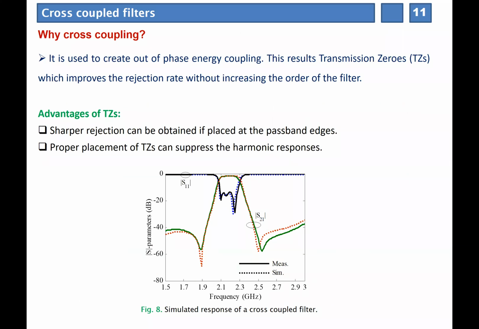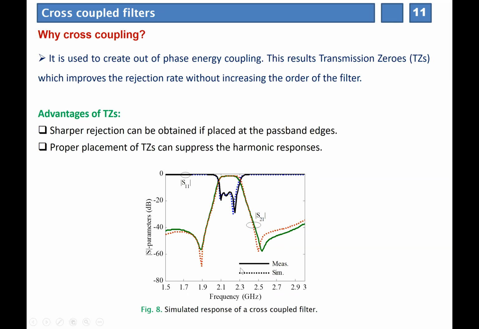So next one is cross-coupled filters. What is cross-coupling? Cross-coupling means there is one direct coupling path and there is one bypass coupling path. What is its advantage? I will describe those structures in detail, but what are the advantages? With those structures, we can get transmission zeros.